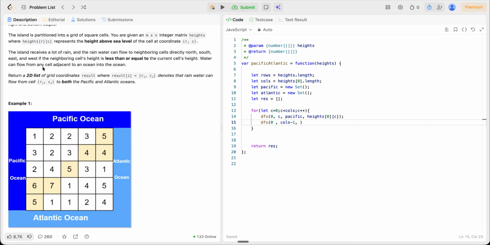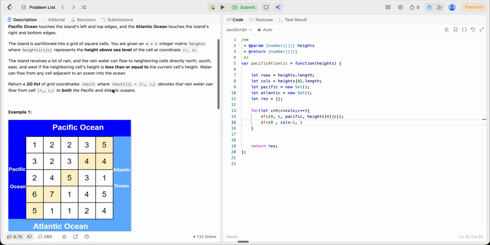Water can flow from any cell adjacent to an ocean into the ocean. Return a 2D list of grid coordinates result, where result of i equals R of i comma C of i, denoting that the rainwater can flow from the cell Ri comma Ci to both the Pacific and Atlantic Ocean.